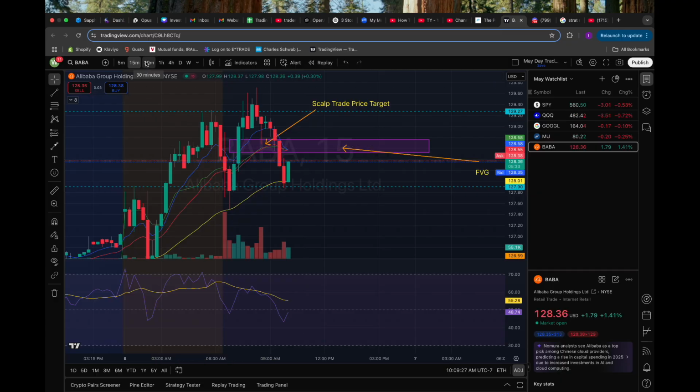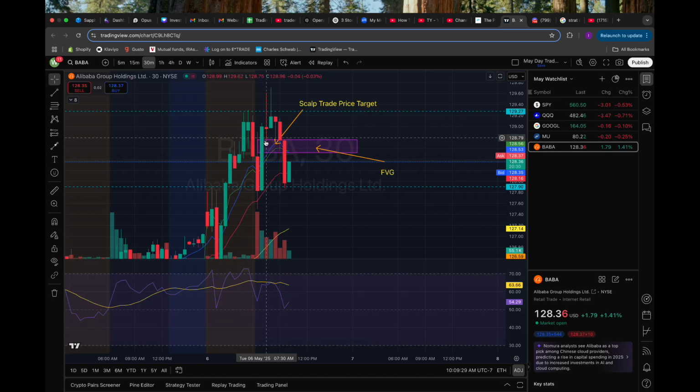And then you see the setup too. If you look at the 30-minute, it had this big candle right here. It ran up and ran up some more, got rejected, boom, right? So this one got rejected again, and then it started to come down. So this would be my price target right here if I'm scalping, all right?